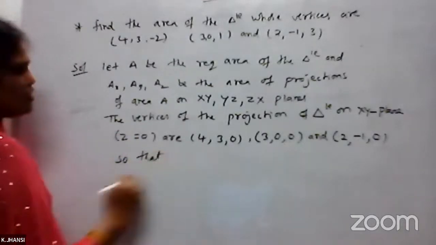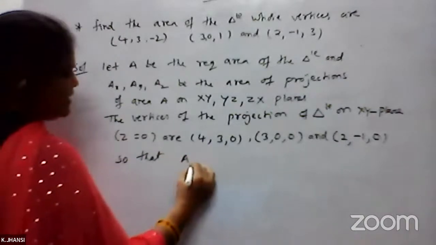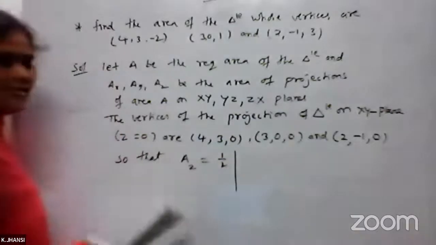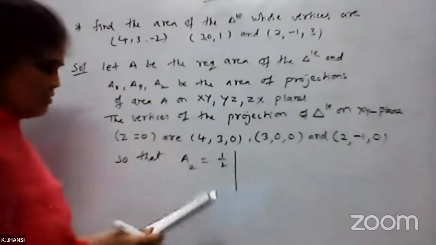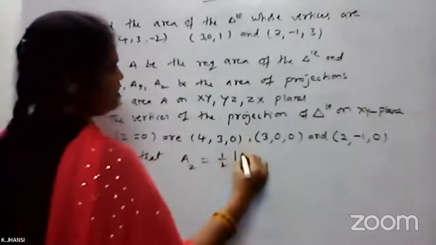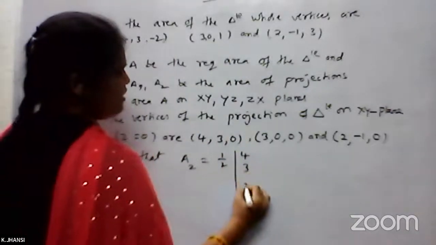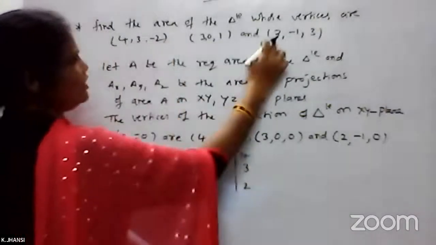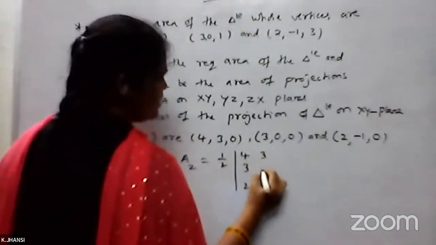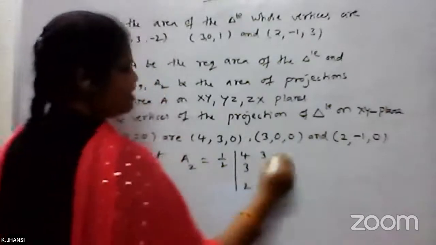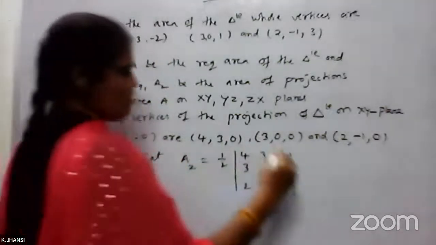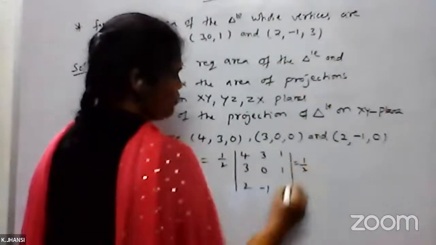So we have AZ equals 1 by 2. So AZ means we will get x and y values. So what are x values? 4 3 2. Next y values are 3 0 minus 1, and last 1 1 1. Okay. So for this you find the determinant 1 by 2.